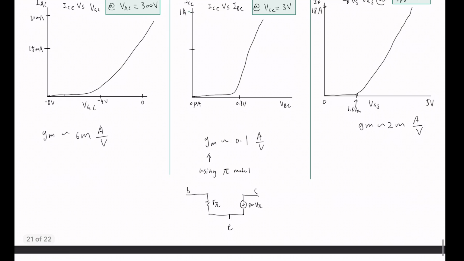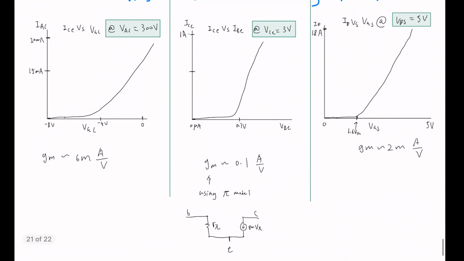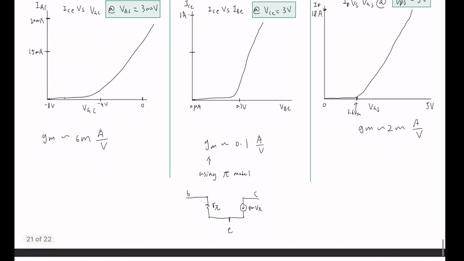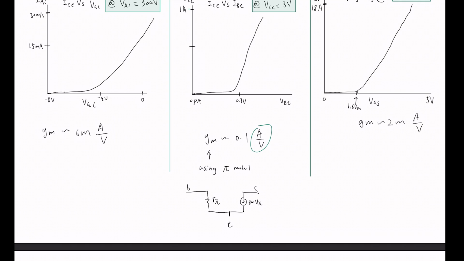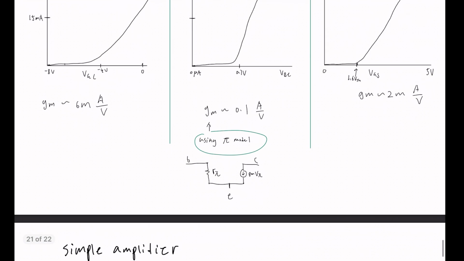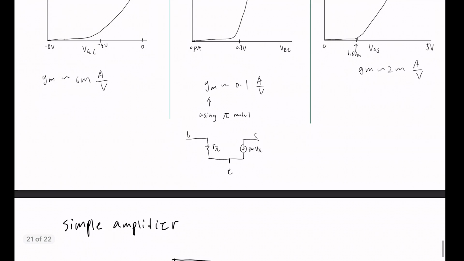For the BJT, you may remember that it is a current controlled current source. So why do we have a transconductance ratio, which only a voltage controlled current source has? The reason is we're assuming that we're using the pi model, which means that we define the voltage to current relationship between the base and the emitter by R pi. And the voltage across R pi is going to define how much current is going to be controlled. And this allows us to calculate a transconductance ratio.